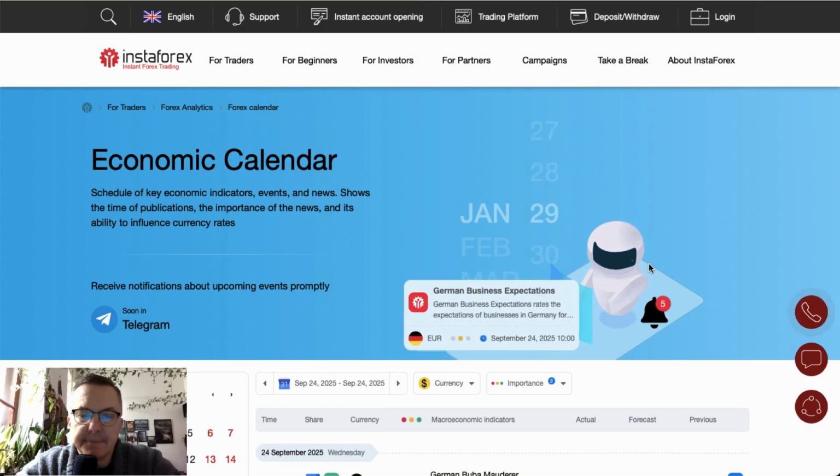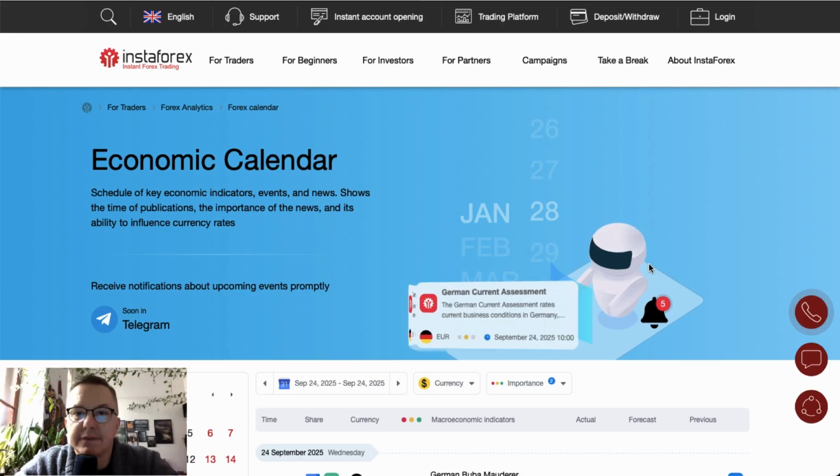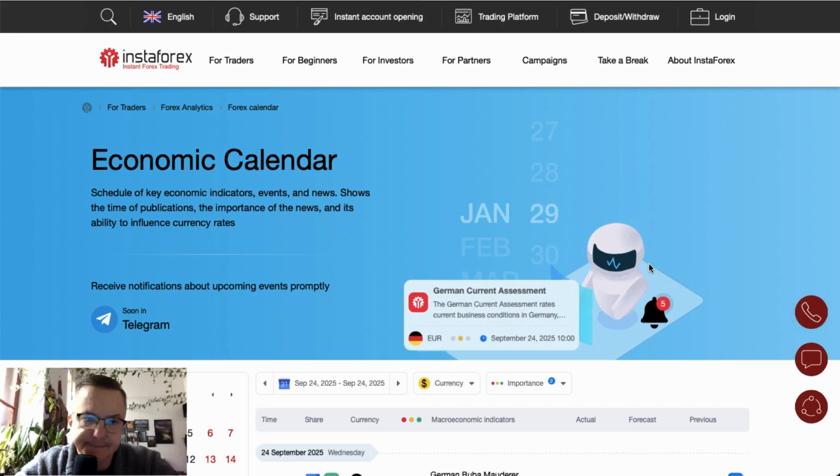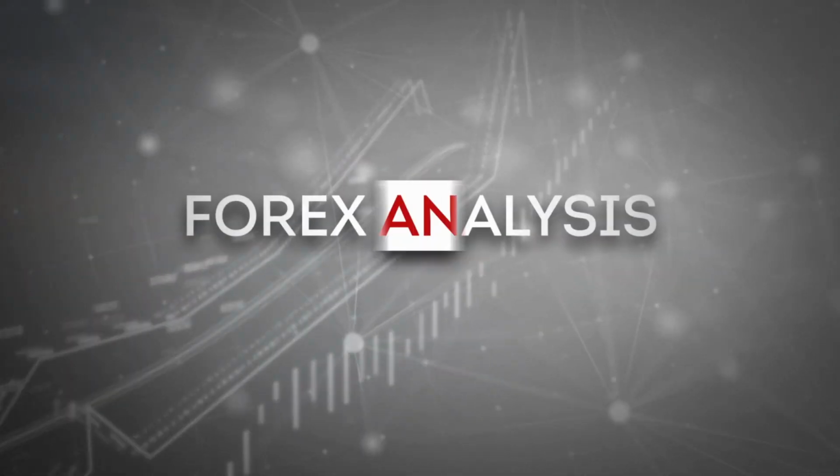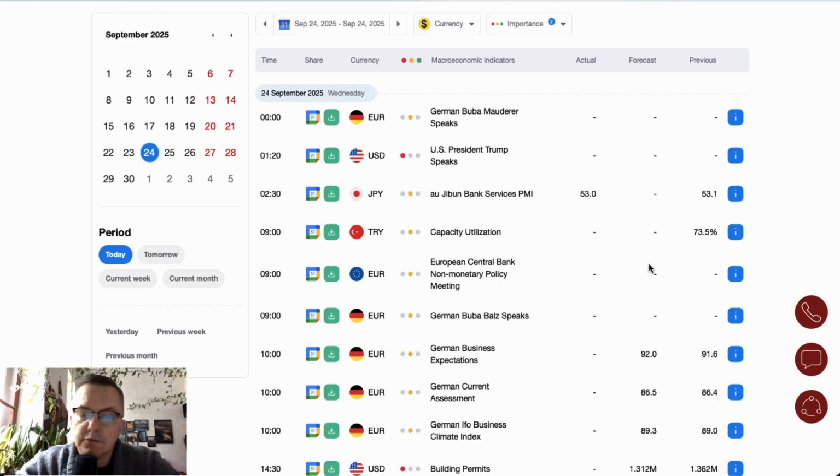Today is Wednesday, September 24th, 2025. Let's take a look at what we have in the economic calendar for today. Not too much overnight data was published this time, except the Japanese services PMI that was released at the level of 53%.